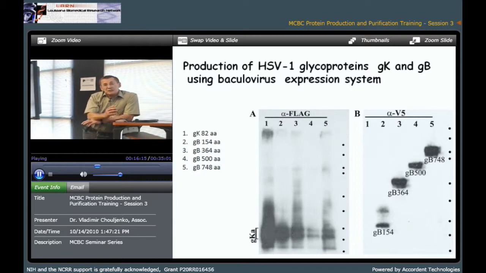The main conclusion from this slide is that we have a relatively high level of expression for proteins as small as between 15 and 20 kilodalton, and we successfully expressed different portions of GB ranging in size from approximately 22 kilodalton up to 100 kilodalton. So you can efficiently express small proteins, and you can also efficiently express proteins, at least in this case, as big as 100 kilodalton in size.